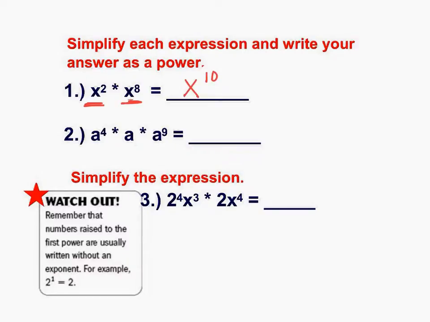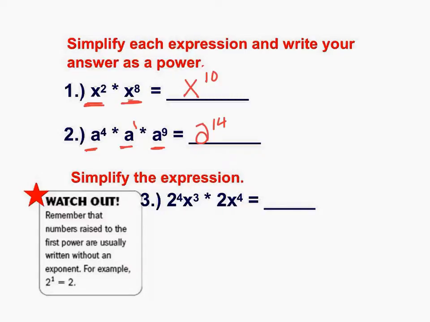Number 2 says a to the fourth times a to the ninth. Now we have to remember that when we have a number or a letter by itself with no exponent written in, there's an understood exponent there of 1. So it's often helpful if we just take a moment and write that in. This is a to the first times a to the fourth times a to the ninth. Notice again, all the bases are the same, so we're going to add 9 plus 1 plus 4, and then we'll rewrite that as a to the 14th power.